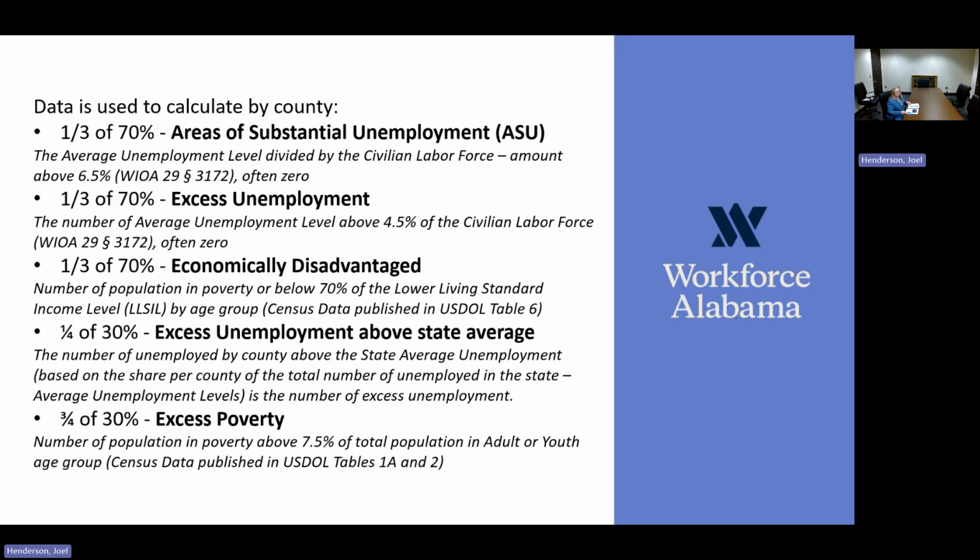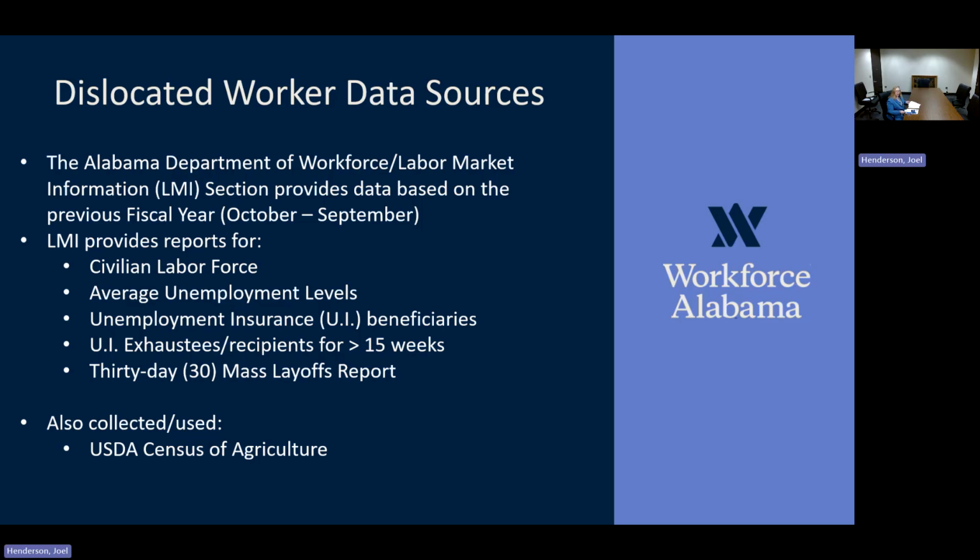Okay, next slide. Next we're going to talk about our dislocated worker formula. These are the data sources we collect for our dislocated worker, and you'll see some of the same reports from LMI. We use the civilian labor force and the average unemployment levels. In addition to that, we also use unemployment insurance beneficiaries, UI exhaustees, and a 30-day mass layoff report that they provide. And again, all this data is broken down by county level.